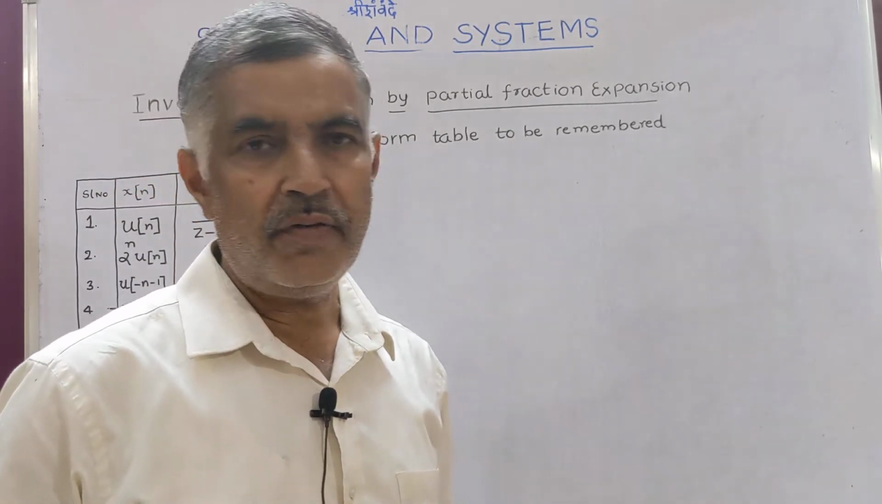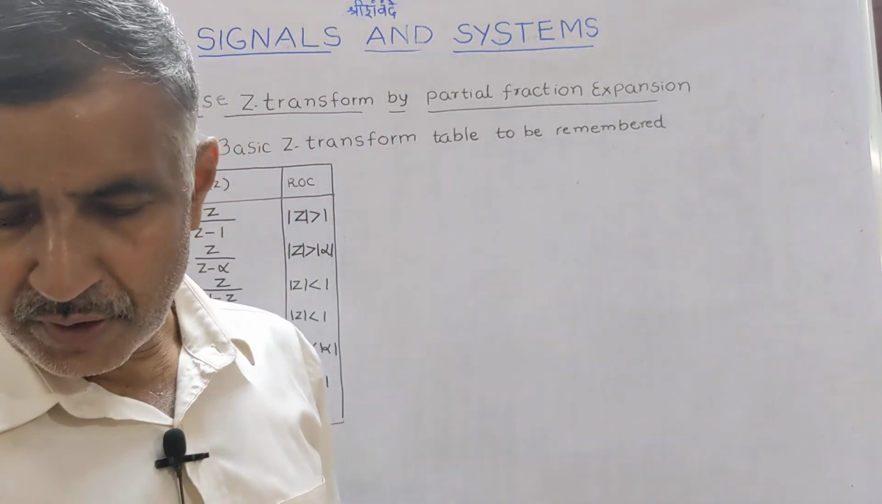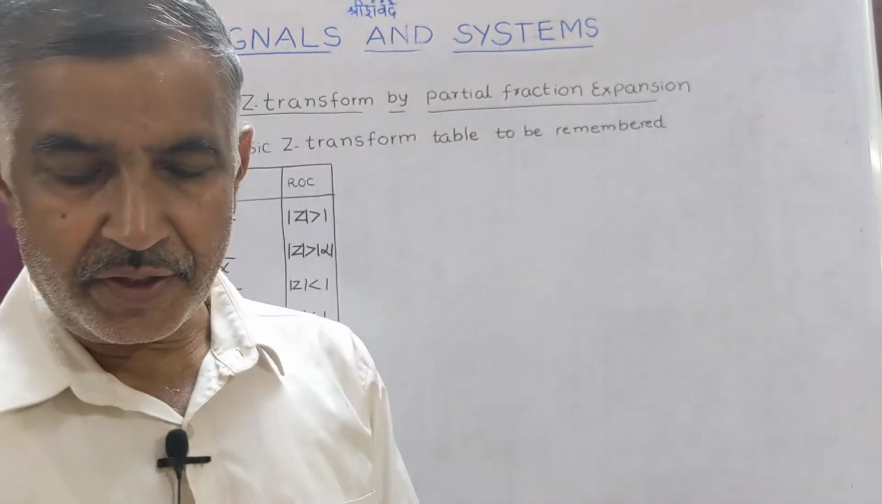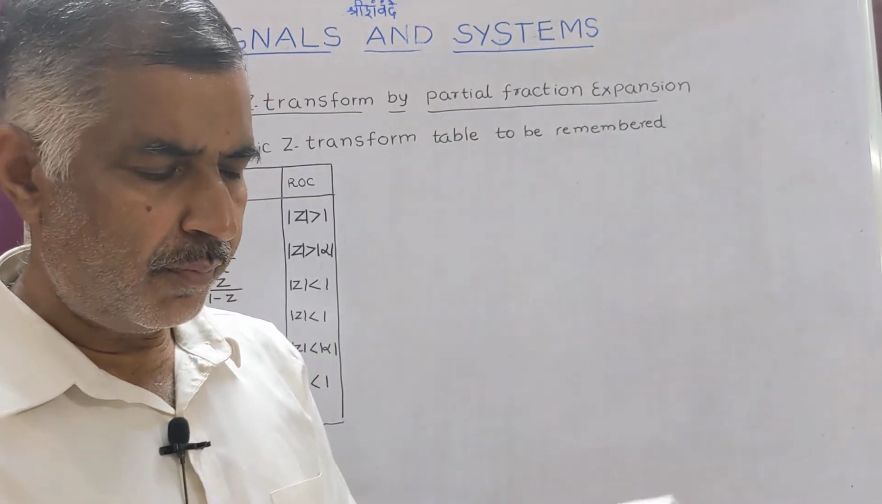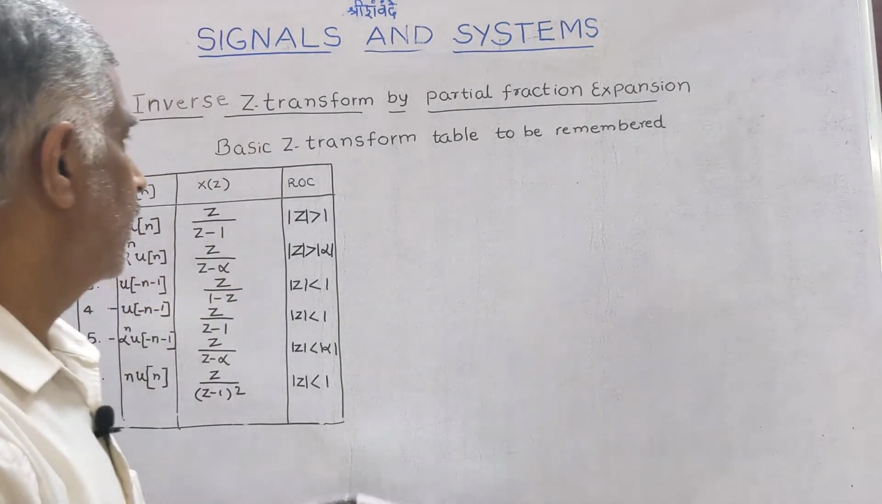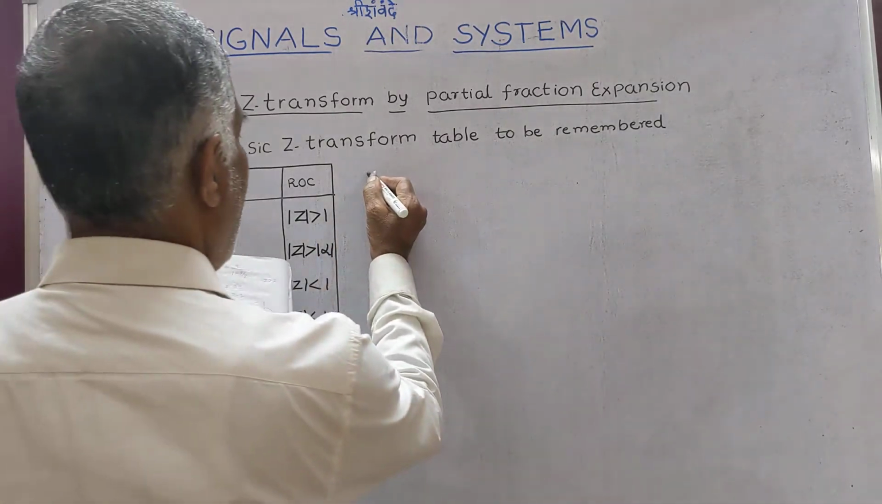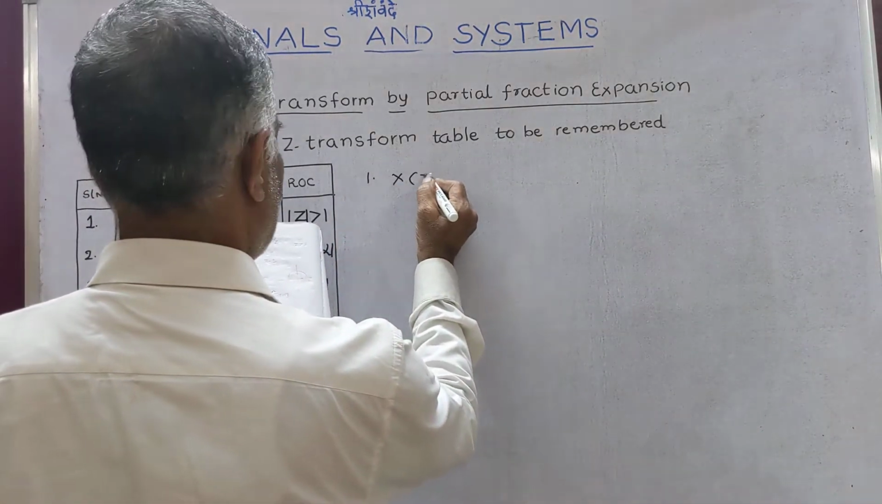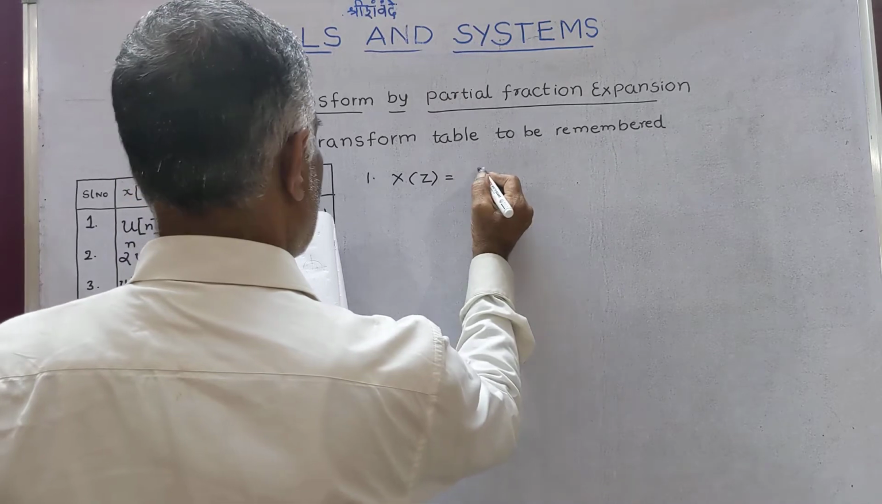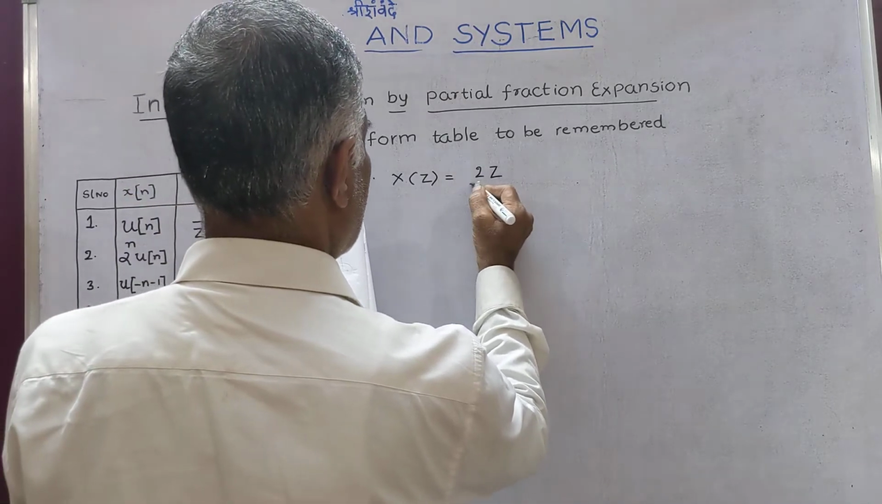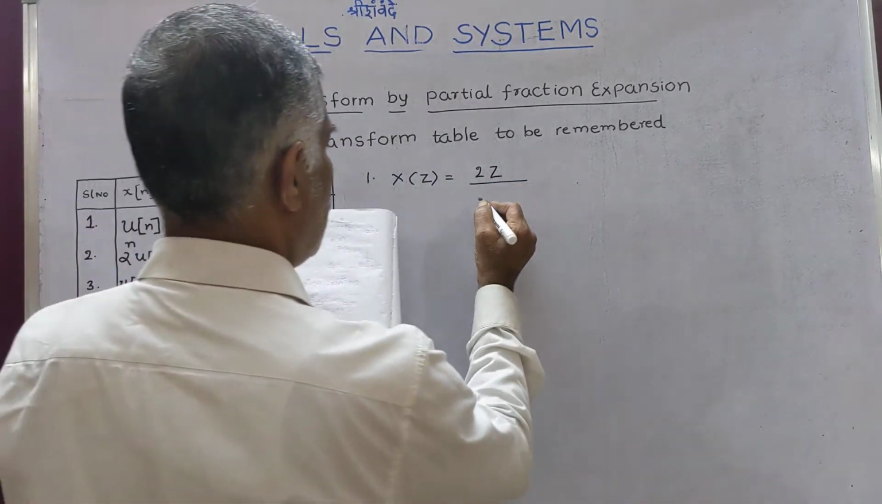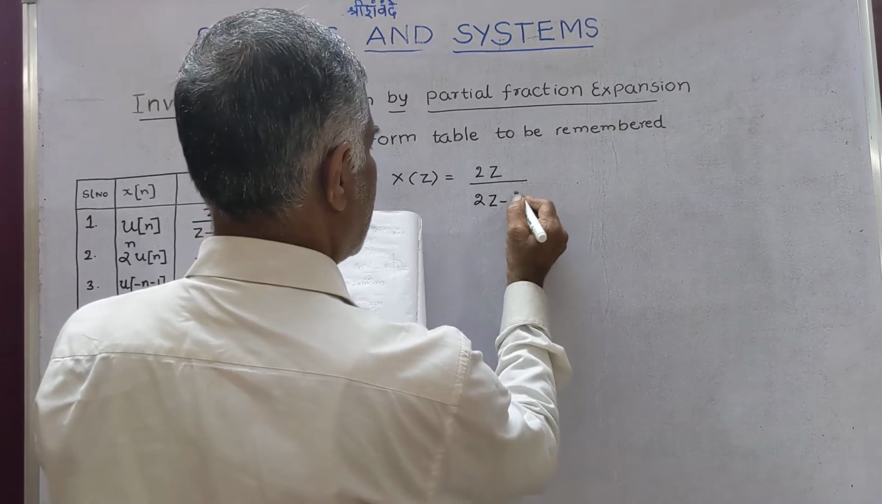So today I will work out problems on finding inverse z-transform. First problem: X of z is equal to 2z by 2z minus 1.